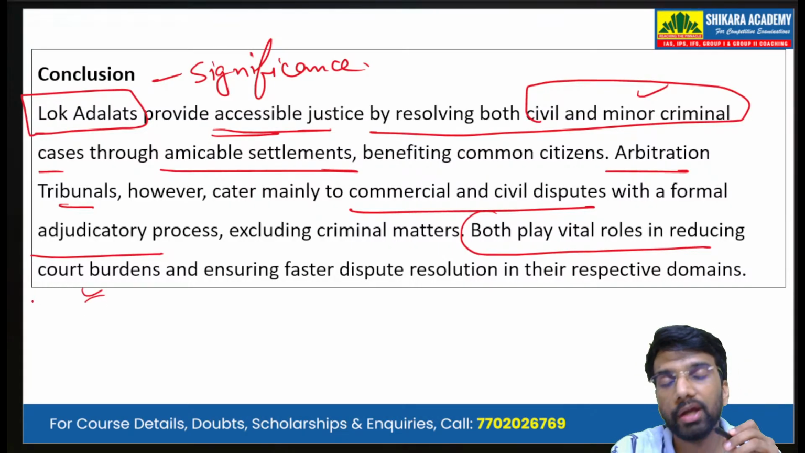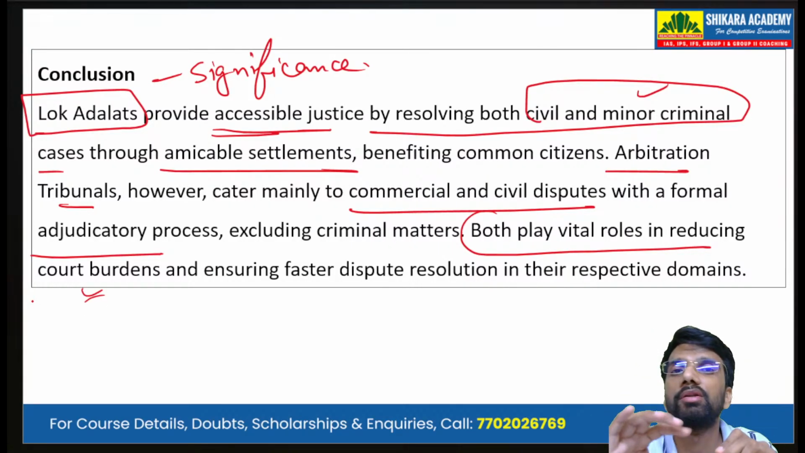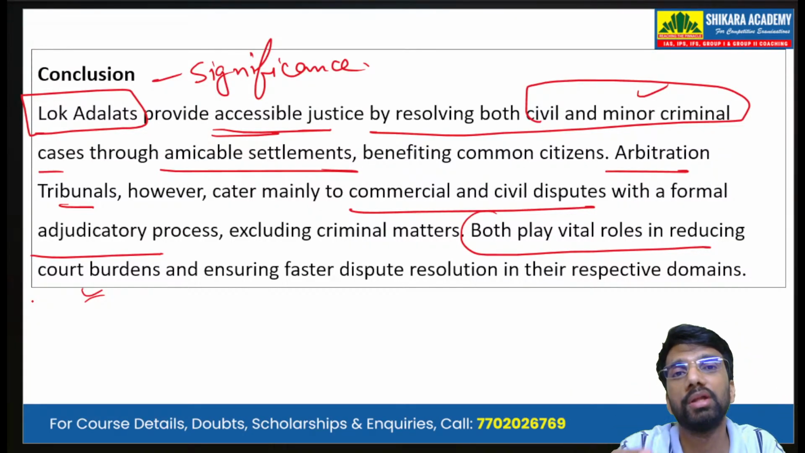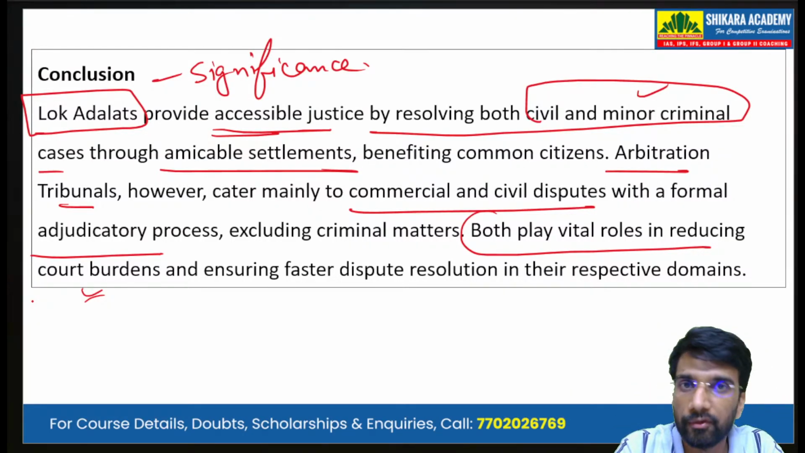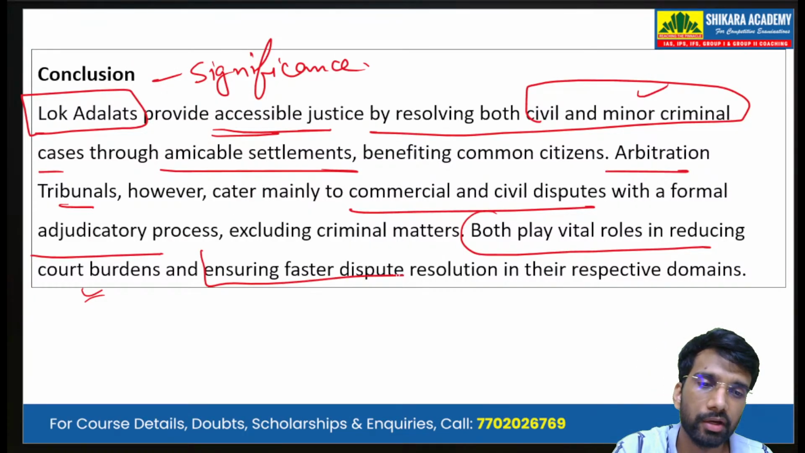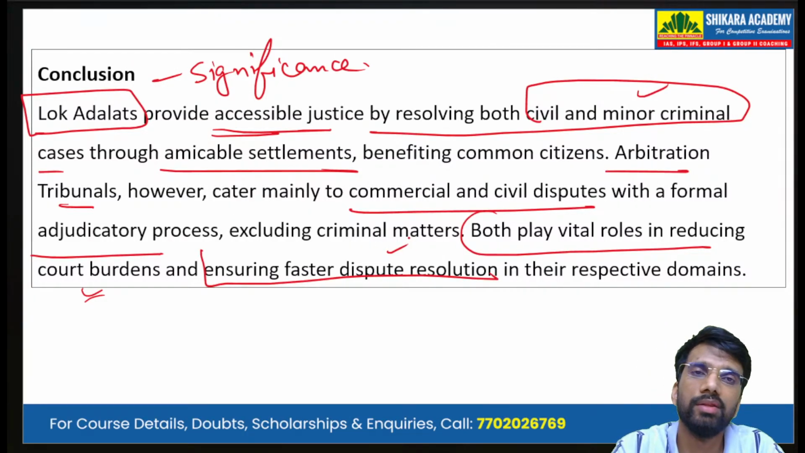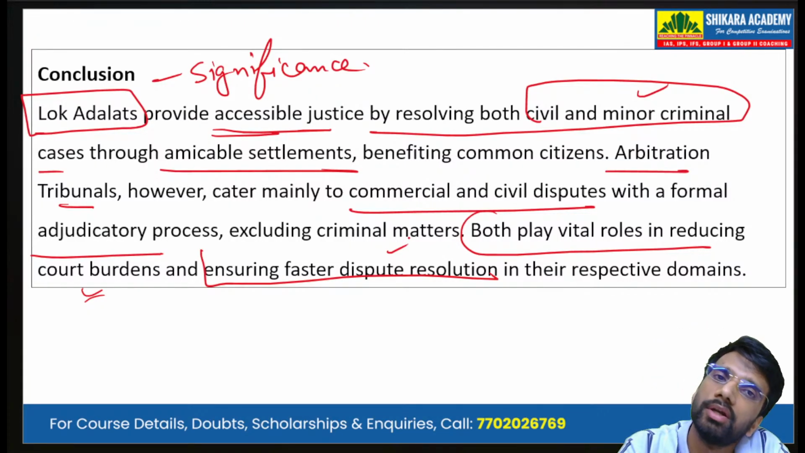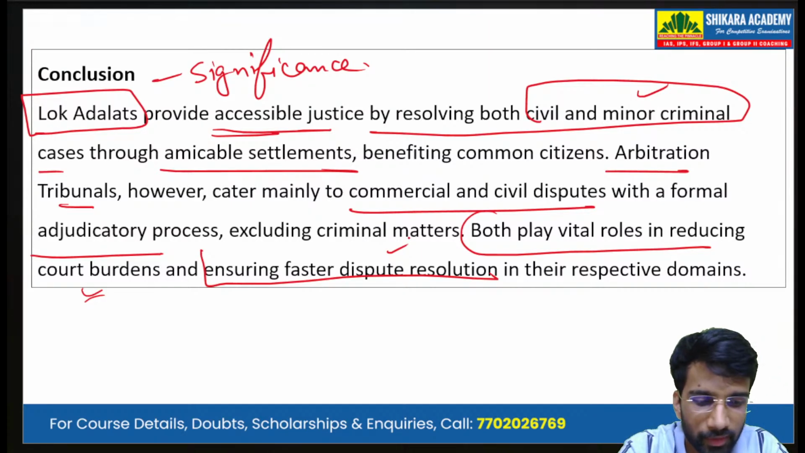So, what is their main significance? They reduce the court burden because the Indian courts are already very much burdened. More than 3 crore cases lie pending in the different courts in India. And what does it ensure? It ensures faster dispute resolution in the respective domains, which can be domestic laws or civil laws and the commercial disputes that might be arising.